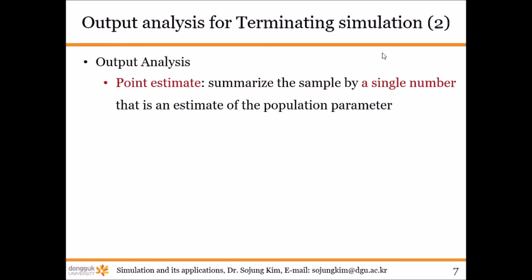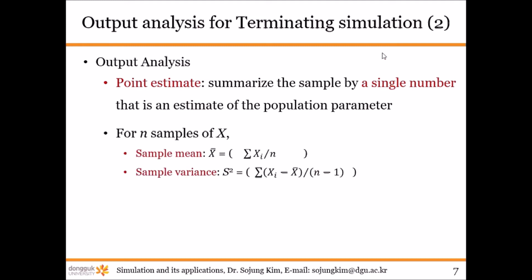Basically, you can use a point estimate, which summarizes the sample by a single number that is an estimate of a population parameter, like the mean value mu, or the variance, and so on. So here's an example of n samples of x. You can calculate the sample mean and the sample variance according to these two equations, and these are the point estimates.